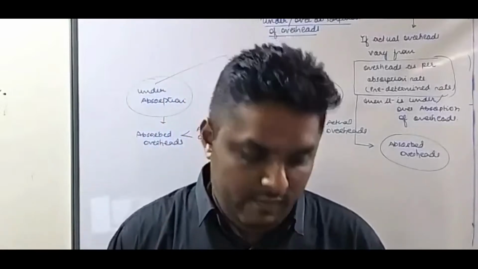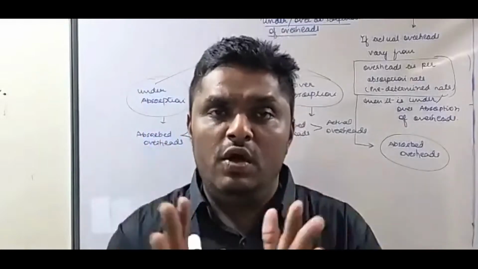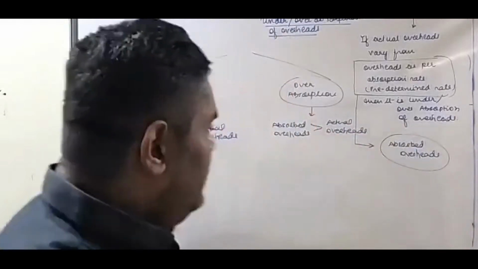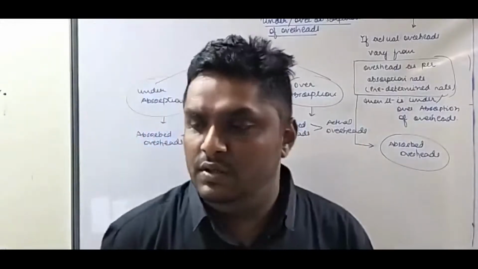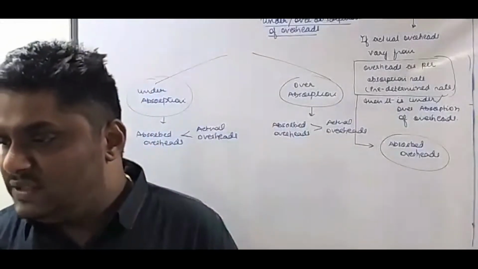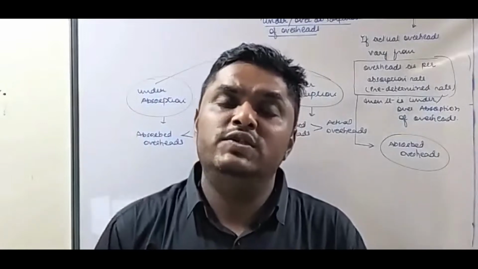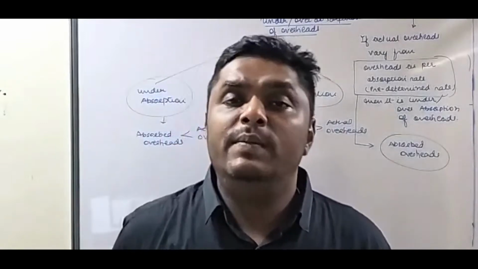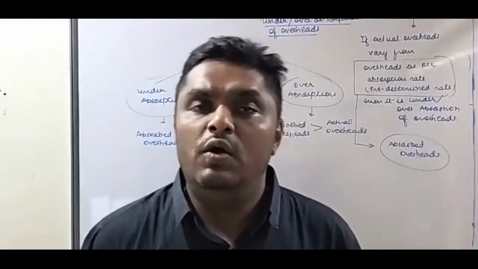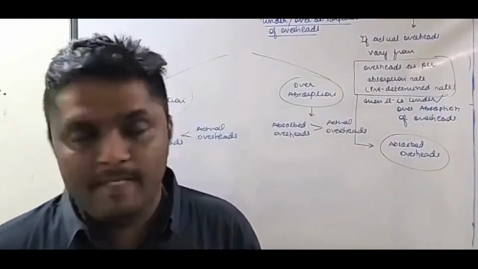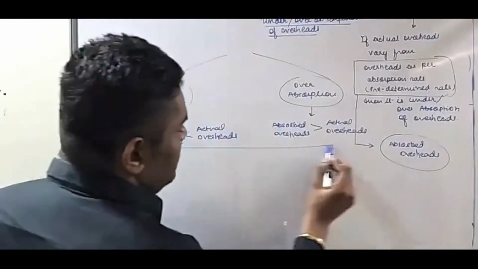Just think from this perspective, because students sometimes get confused whether it is under absorption or over absorption. So just try to memorize it this way: if absorbed overheads are less, under absorption; if absorbed overheads are more, over absorption. If you have any doubts, please post your query. So when the actual overheads vary from the overheads as per predetermined rate or budgeted rate, which we call the absorption rate, then this difference is what we call under or over absorption. Under absorption, over absorption, I have already explained. Let me discuss one example also.